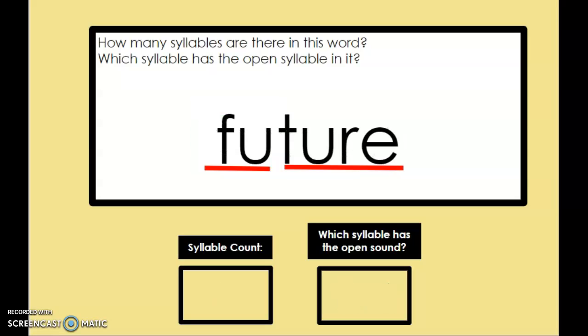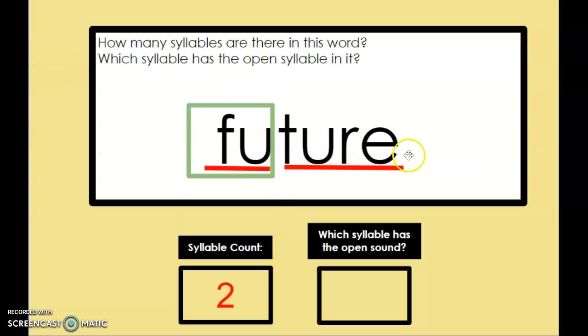Future. How many syllables are there in this word? Future. Future. 1, 2. I count 2 again. And now I have to find which syllable has the open syllable in it. This one seems a little bit tricky because I see that the first syllable ends in a U and the second syllable also ends in an E, but we need to listen to what the word sounds like. Let's start with the first syllable. Few, oo. It does end in a vowel and it is the long vowel sound.